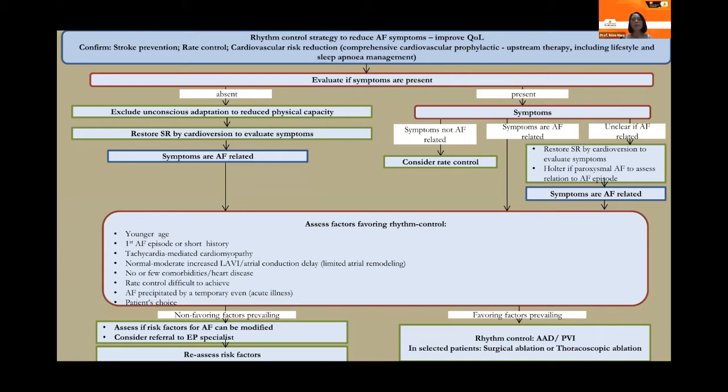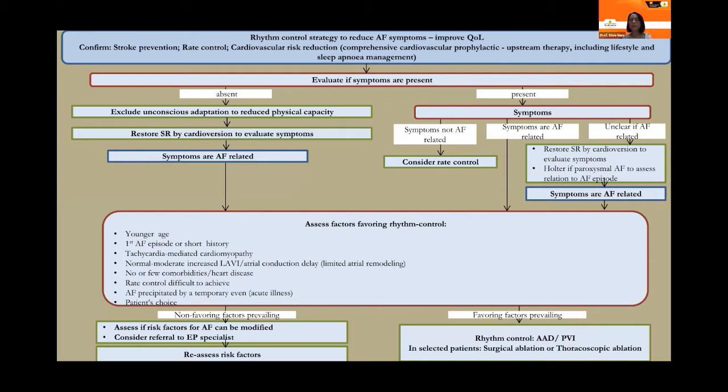Who benefits from the rhythm control approach? A patient with a young age at the first episode of atrial fibrillation, those patients with the atrial fibrillation induced tachycardia-induced cardiomyopathy, the patient with the early initial stage of the atrial remodeling, the patient with minor comorbidities with the structurally normal heart, and the patient in whom it is very difficult to achieve the target rate control. These are the potential candidates for the rhythm control strategy.